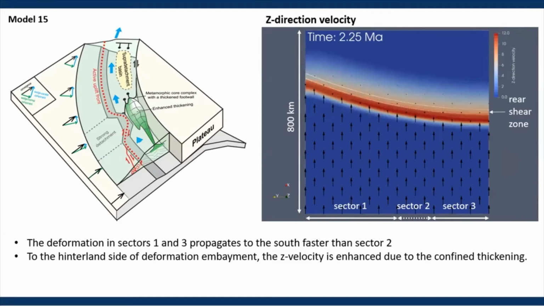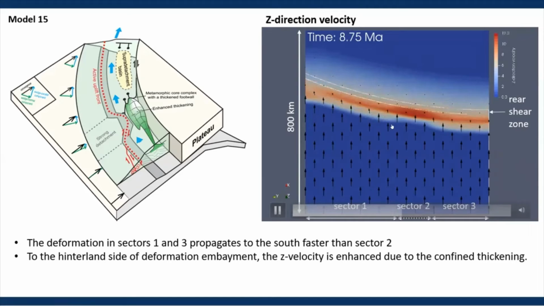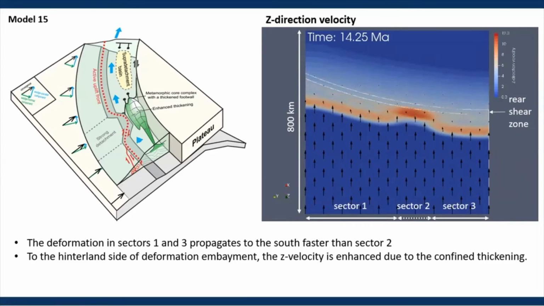Now in this video, I'm going to show you the z direction velocity, which is the vertical direction. You can consider that as thickening. Again, you can see as the mechanical heterogeneity develops in the basal shear zone, we get this embayment feature in the evolving uplifting front. But there's always a high velocity zone to the north of this embayment that corresponds to the footwall of the metamorphic complex.